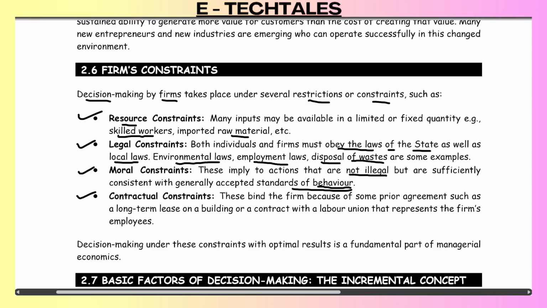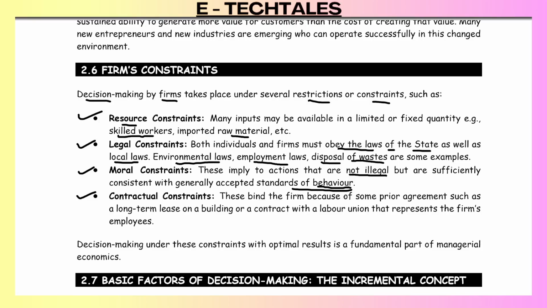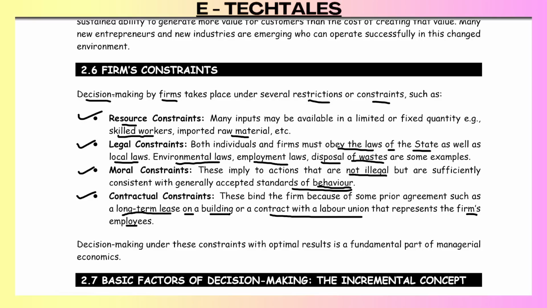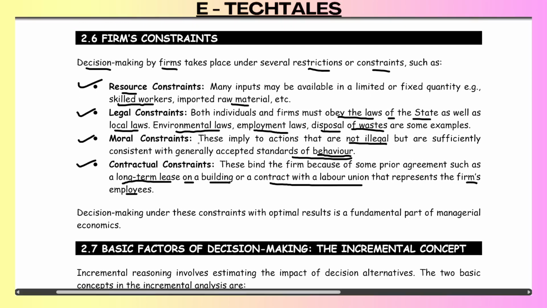Contractual constraints. These bind the firms because of some prior agreement, such as a long term lease on a building or a contract with the labor union that represents the firm's employees. Okay. So, if these are binding, then the decision making powers of the firm are affected directly because they have to follow the resource availability, comply with the contractual constraints, and follow the moral and legal constraints as well. Okay, this is a very important question, can be asked for 5 marks. Okay.